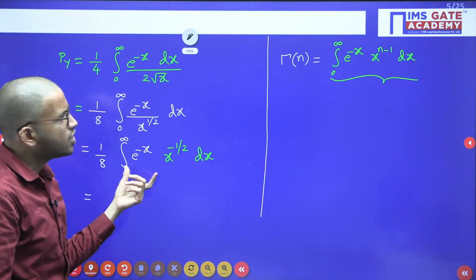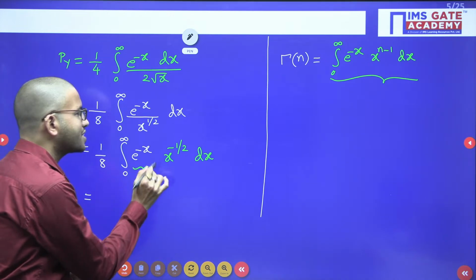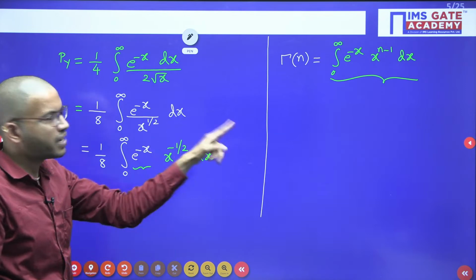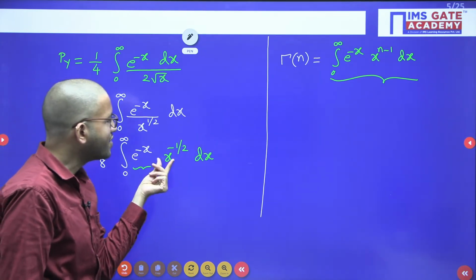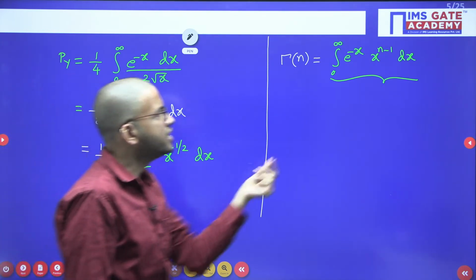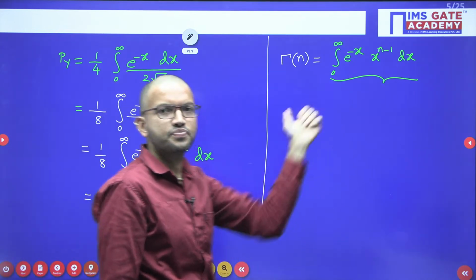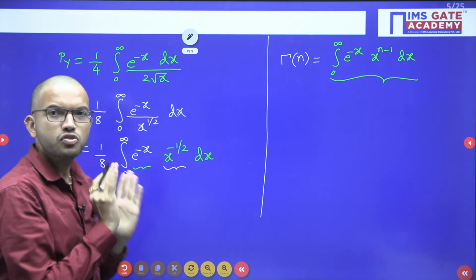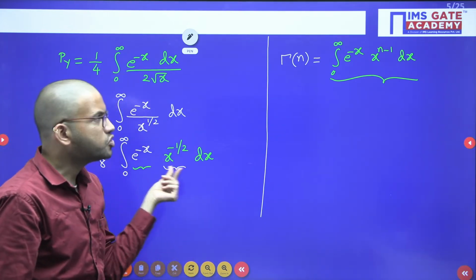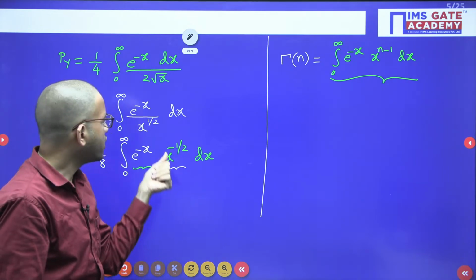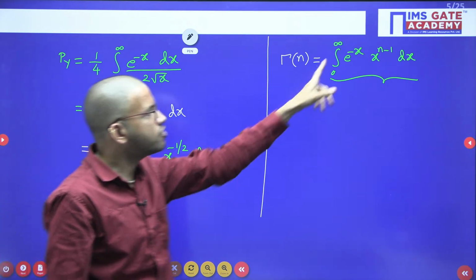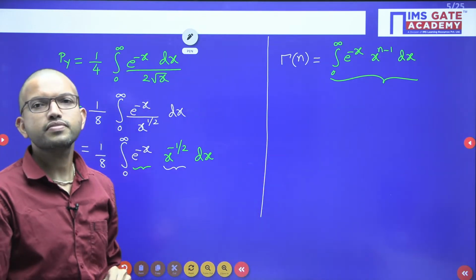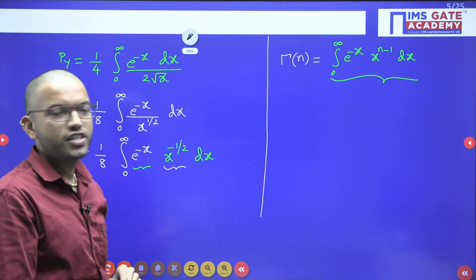Now here if you observe, e power minus x is exactly matching. Integral limits are also matching, 0 to infinity. Here you are having x power minus half, but here you are having x power n minus 1. So somehow we have to adjust this into which form? In the base you are having x, there is no problem. Regarding minus half, we have to write it in the form n minus 1. Yes, very good Manoj, very good.